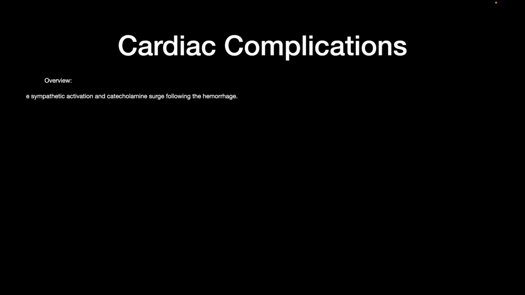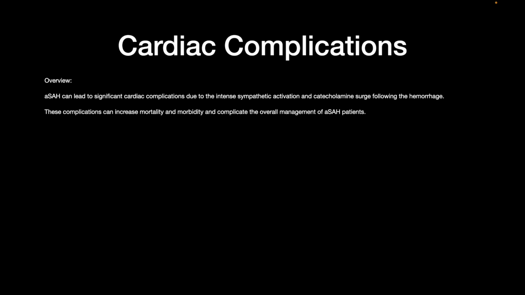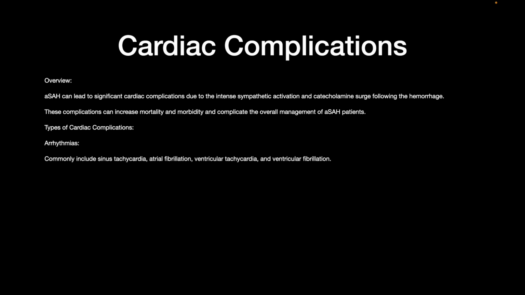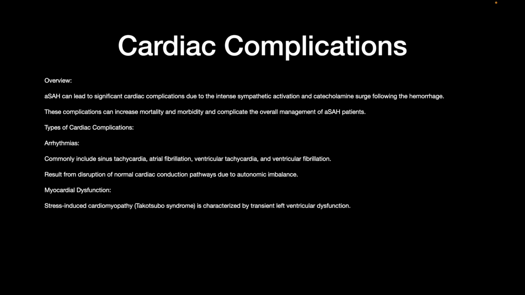Regarding the cardiac complications, subarachnoid haemorrhage can result in an intense sympathetic activation and catecholamine release. These complications result in mortality and morbidity. The types of cardiac complications are arrhythmias, commonly tachyarrhythmia, atrial fibrillation, ventricular tachycardia, ventricular fibrillation, resulting from disruption of the normal cardiac conduction due to the autonomic imbalance. The next is myocardial dysfunction. This can be because of the stress of high catecholamine levels, and often presents with symptoms mimicking myocardial infarction.